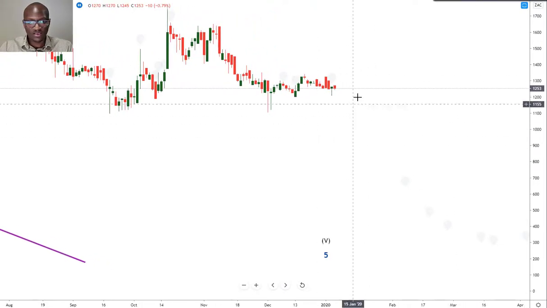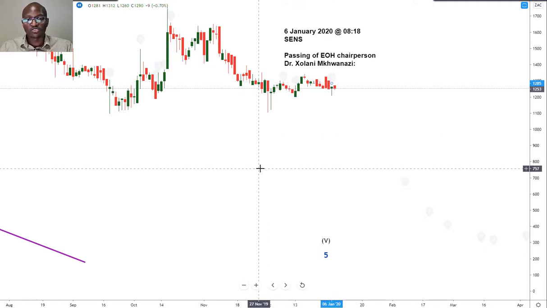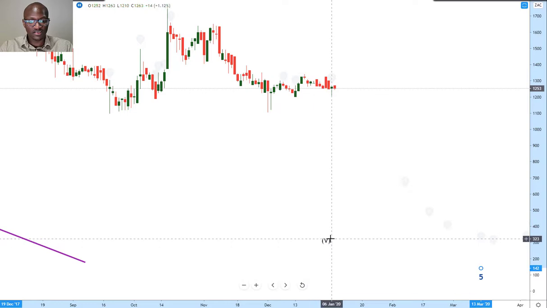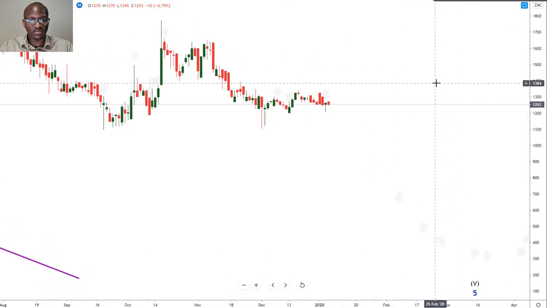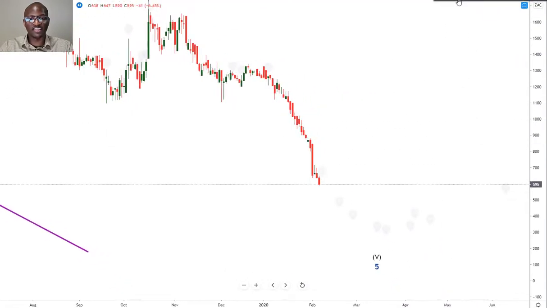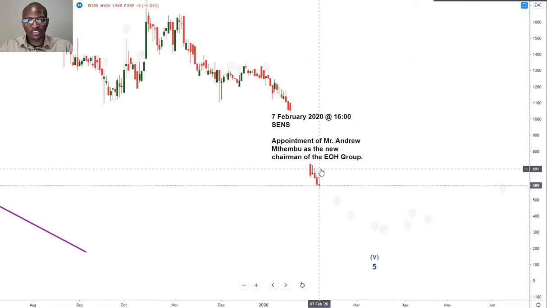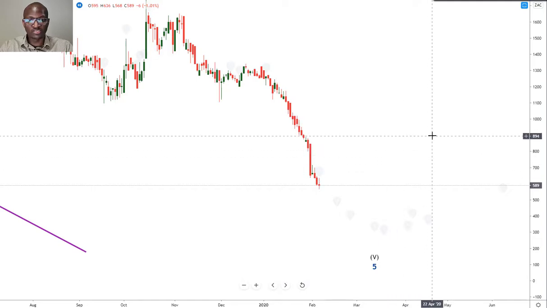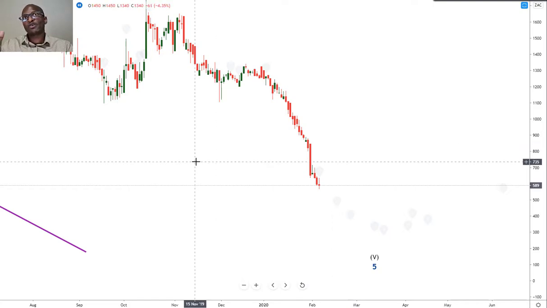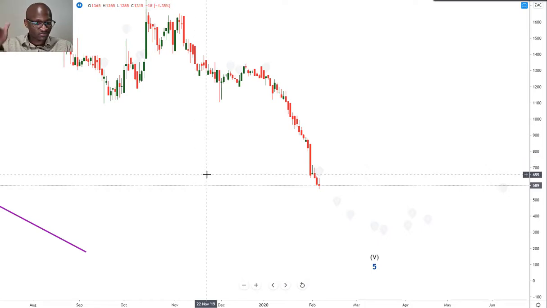And then on this day, the unfortunate passing of Chairperson Dr. Xolani Mkhwanazi on the 6th of January. May his soul rest in peace. And from there on, we saw the share price drop massively again. And on this day, we are now in 2020, and we are now below 10 Rand. So when Stephen van Coller was appointed, the share price was about 33 Rand. And since then, it has just continued going down.